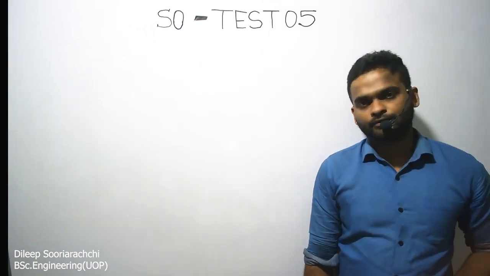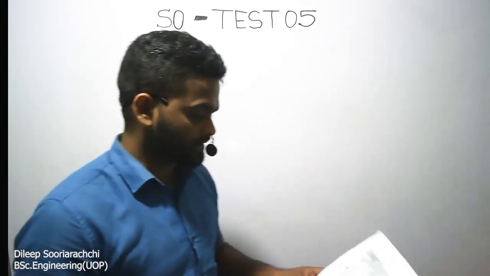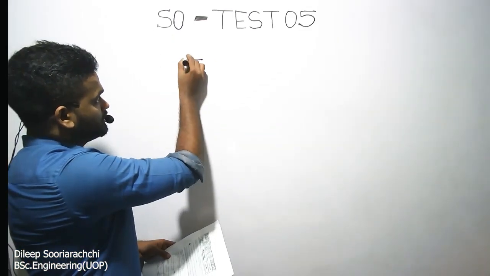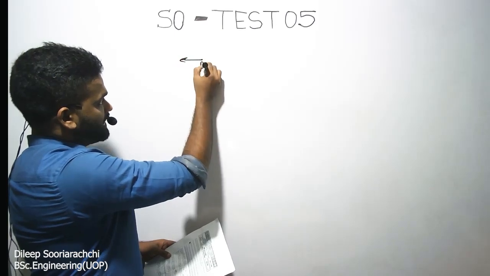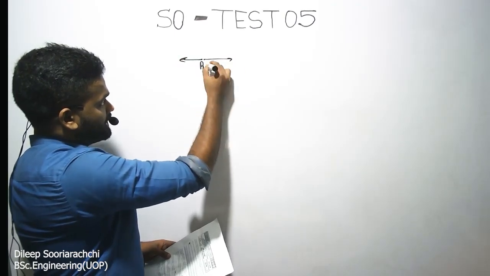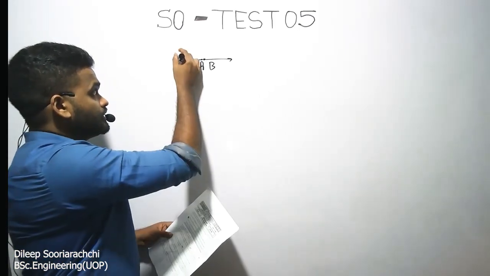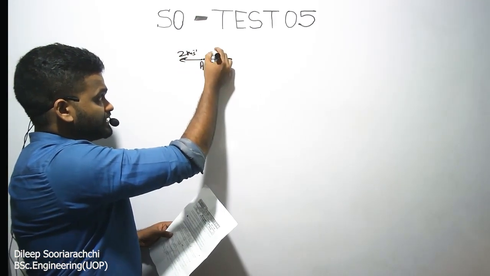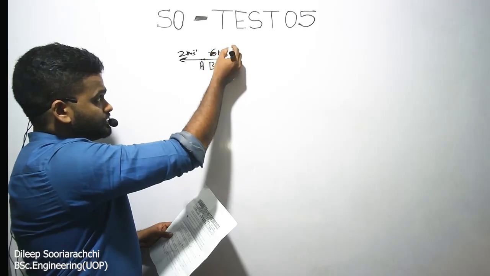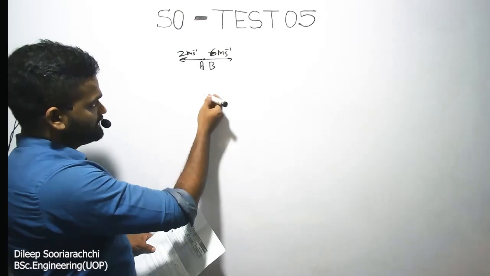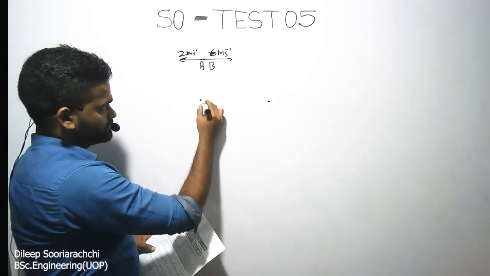Right. Fourth question. Two men move in opposite directions with velocities 2 meters per second and 6 meters per second, starting from the same place. So let's say man A and man B start from the same place. One has 2 meters per second, the other has 6 meters per second. They are moving away. Then eventually their gap becomes 12 meters.